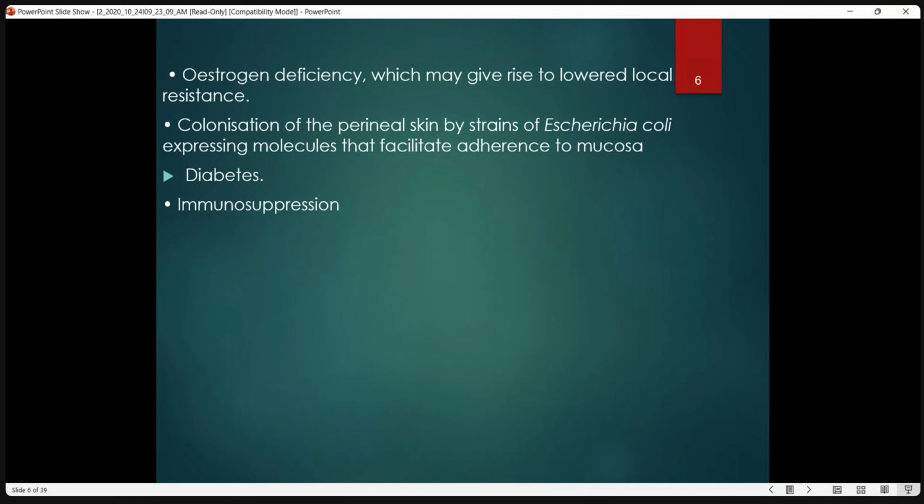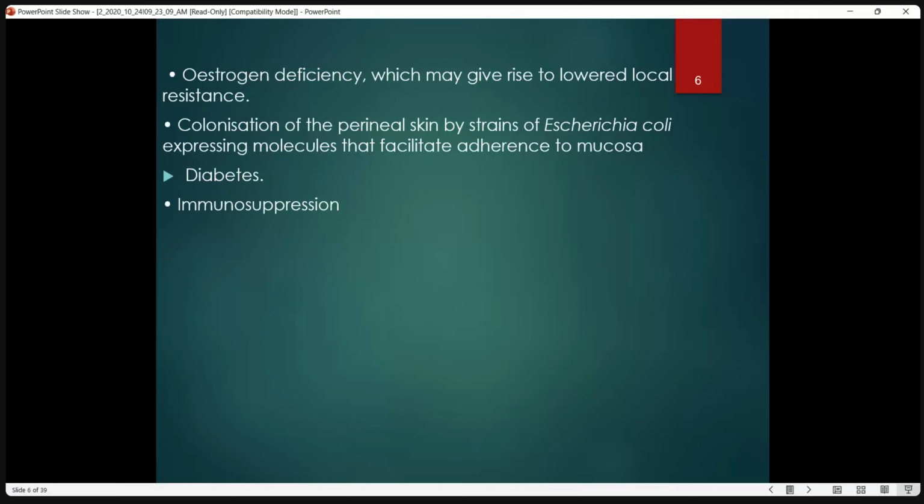Number two is about estrogen deficiency, which can give rise to lowered local resistance. In this resistance, we are referring to the ability of the body to expel, or number two, resistance in terms of immunity to clear those bacteria.